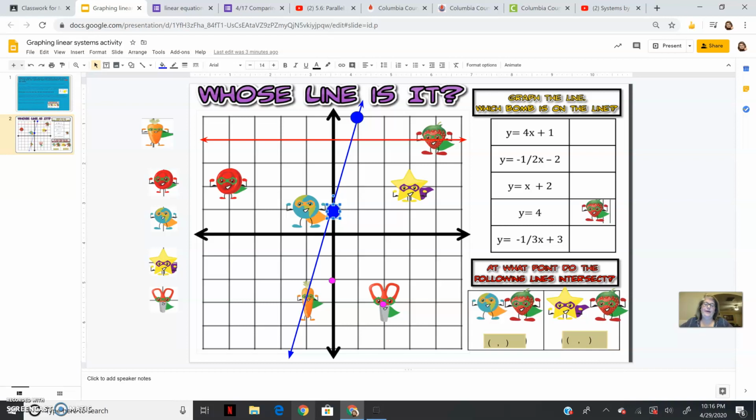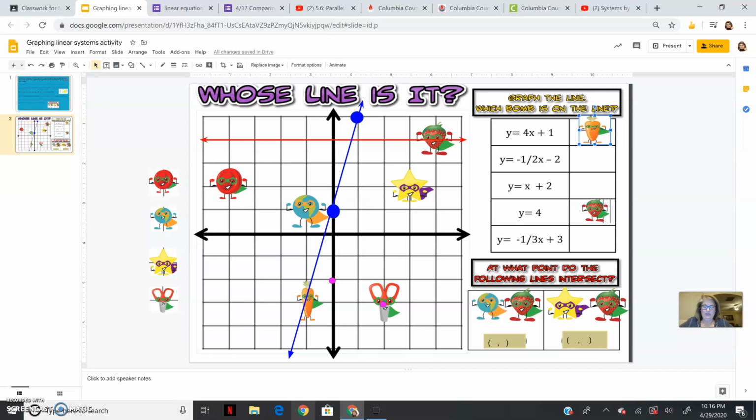Now you can also work backwards and go -4, -1, because that's going to end you up in the same spot. And it's right over the caret. So it passes through the caret, so that's got to be the figure that we drag over and we put with that line because it passes through that line.